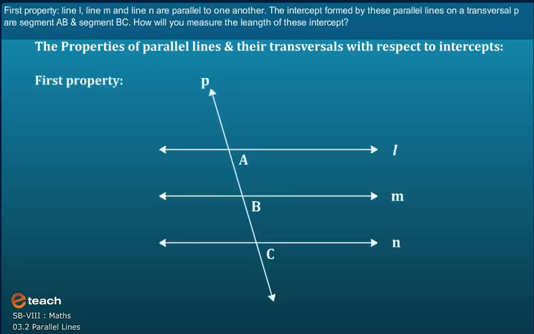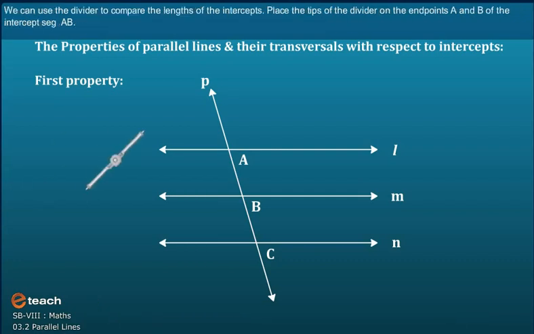First property. Line L, line M and line N are parallel to one another. The intercepts formed by these parallel lines on transversal P are segment AB and segment BC. How will you measure the lengths of these intercepts? We can use the divider to compare the lengths of the intercepts. Place the tips of the divider on the endpoints A and B of the intercept segment AB.